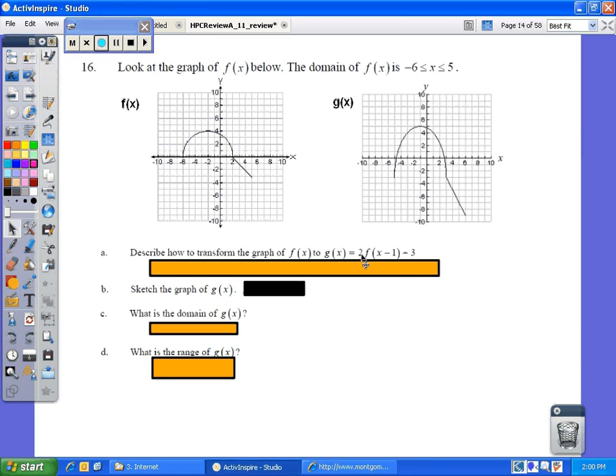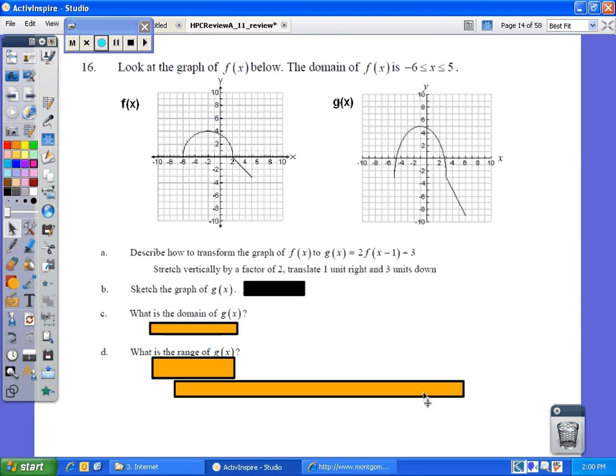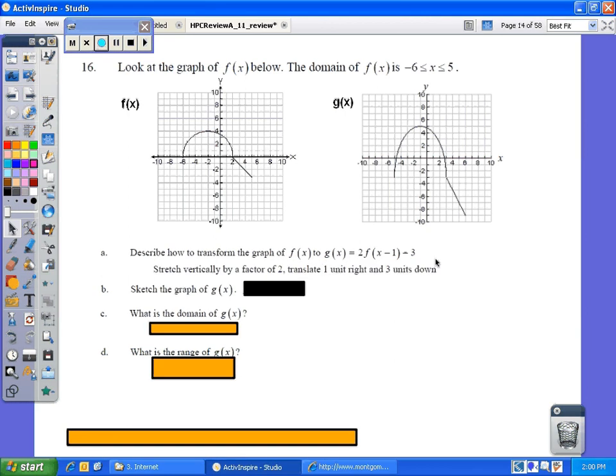Well, I know that the 2 in front of the function f means vertical stretch by a factor of 2. I know that this means a horizontal shift to the right, and that this means a vertical shift down. So those would be the verbal description of your transformations.